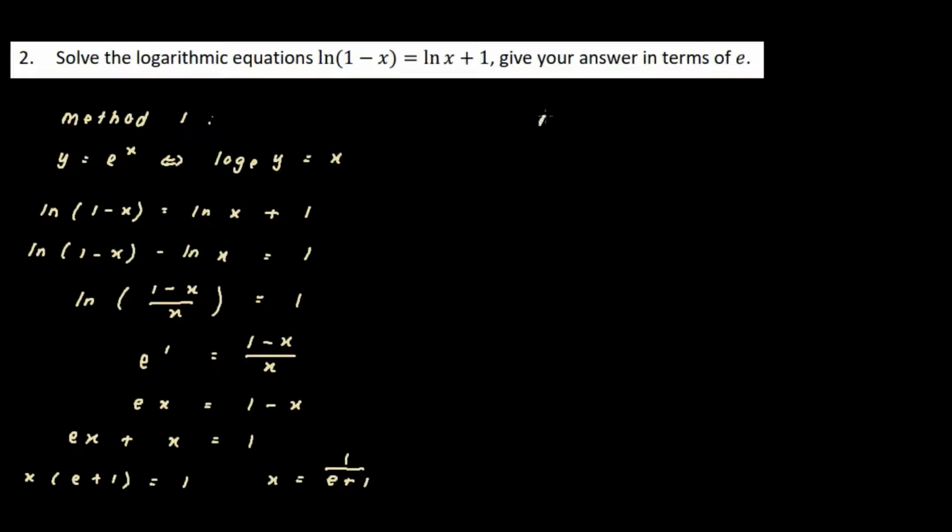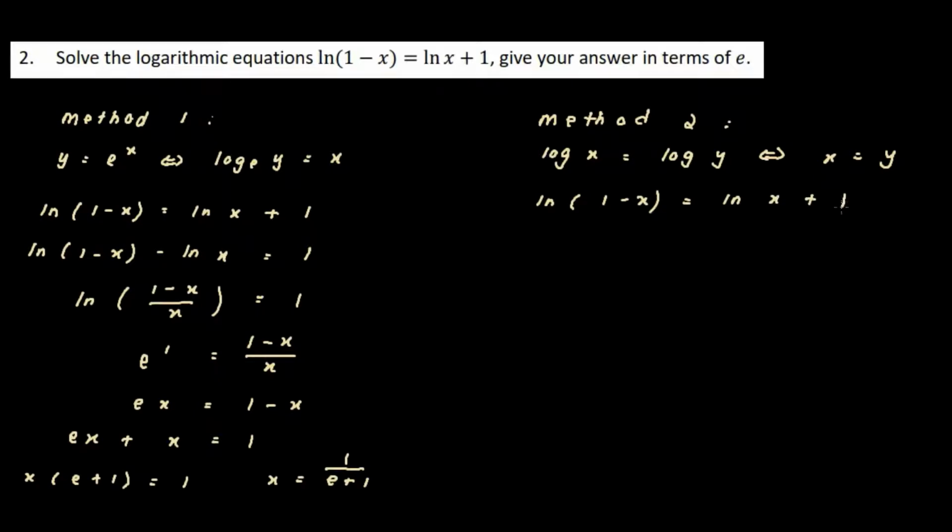The other method is by using the law of equality that we have learned. We know that if log x equals log y, we can always say that x equals y. So that's why ln of 1 minus x equals natural log of x plus 1. Let's try to change 1 into logarithm form.